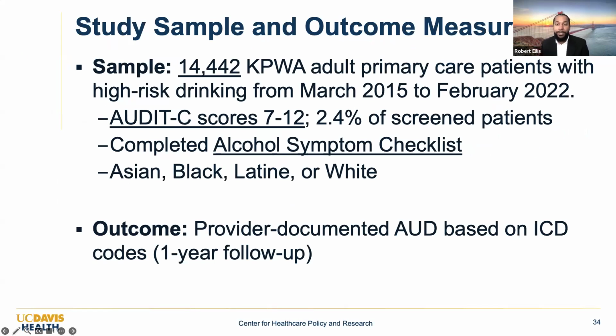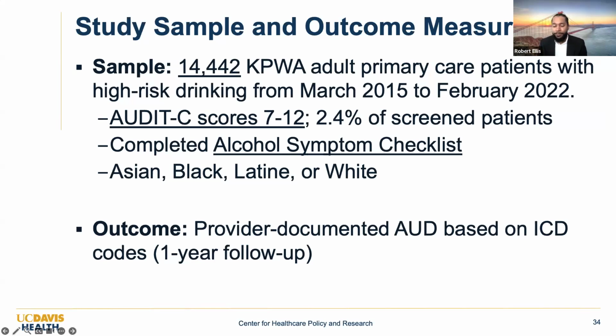And so our sample included 14,442 adult patients, primary care patients at KPWA, who were identified as having high-risk drinking between March 2015 and February 2022. To qualify as high risk, these patients had to have an AUDIT-C score ranging from 7 to 12, which made up a very small percentage of the overall screening population, which is 2.4%. And each patient completed the alcohol symptom checklist, and their race and ethnicity were documented in 4 categories: Asian, Black, Latina, and white.